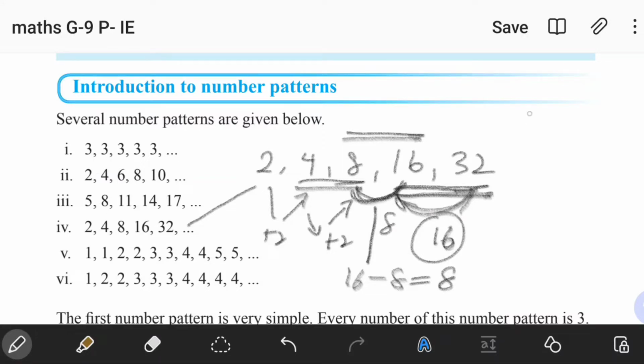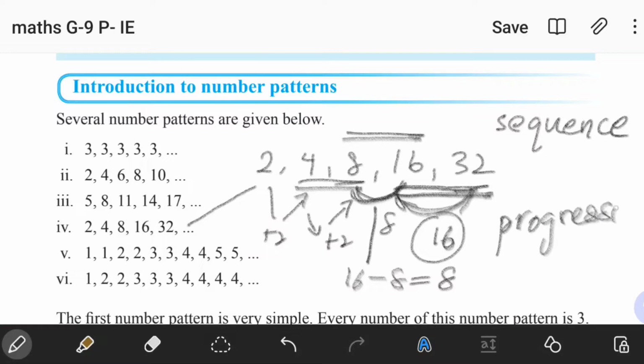There are a few names that you can use. One is obviously number pattern. Another name you can use is sequence. We can also say number sequence. And another term that you will come across in mathematics textbooks and mathematical notations and talks is progressions.